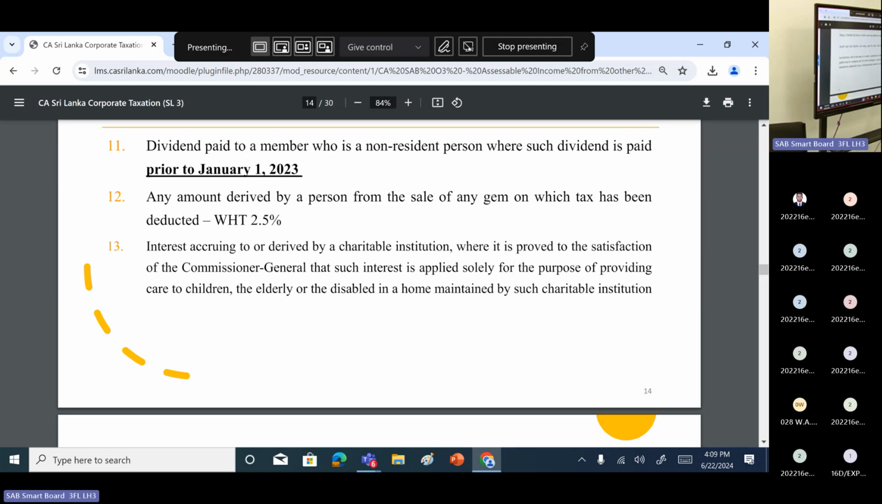Say, you know that some children's home or orphanage, they are receiving donations. They can keep that donation and deposit it in a bank. Right? From that interest, they can maintain the children's home or whatever. So then, that particular interest income, they can claim tax exemption. Right?